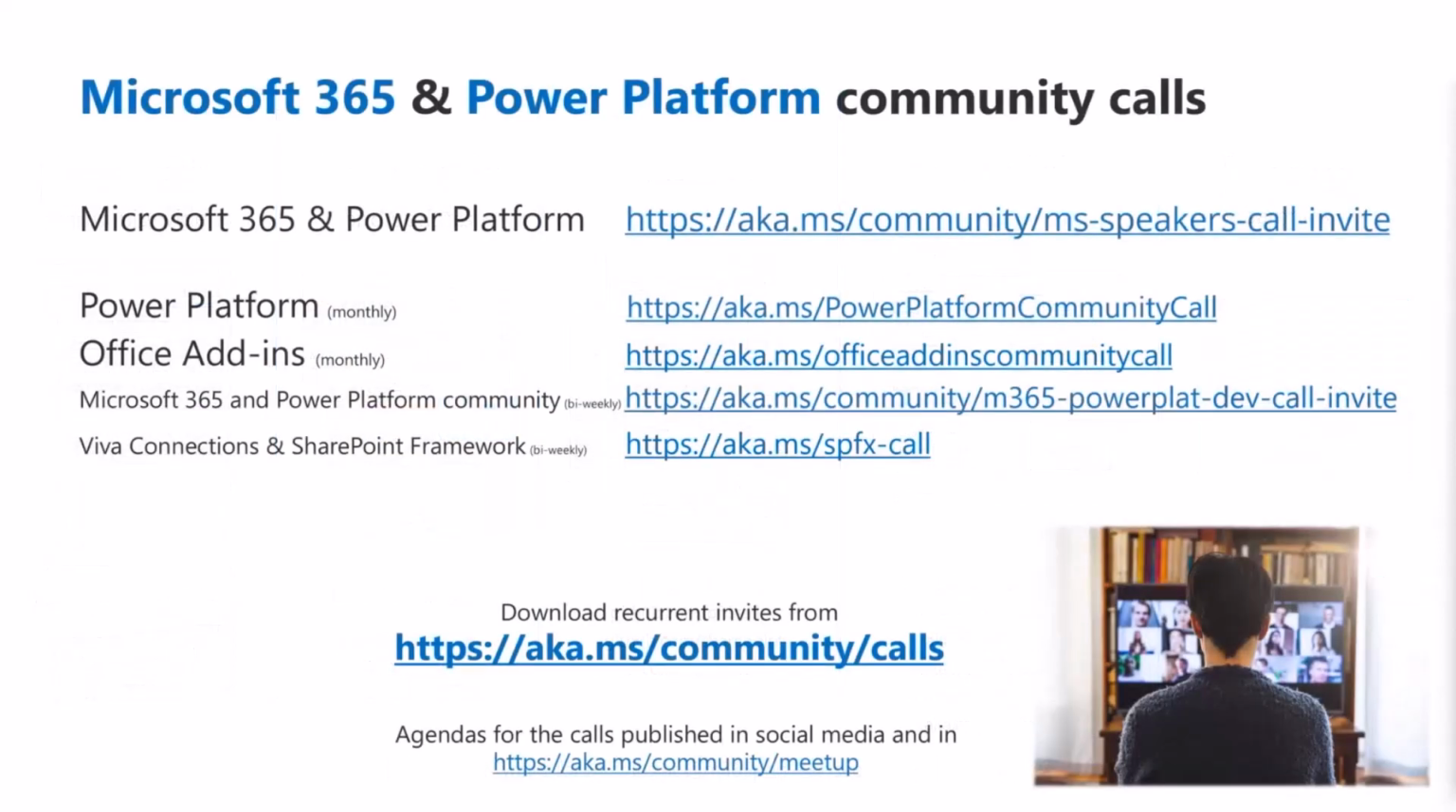We run a lot of community calls every single week, typically at least one. We have the Tuesday 8 a.m. Pacific time series call, which is the one you're on right now. Then we have the bi-weekly series following on Thursday at 7 a.m. Pacific time. That's either the Microsoft 365 and Power Platform community call or the Viva Connections SharePoint Framework call. So every single week, there are community calls at 8 a.m. Tuesday and 7 a.m. Pacific time on Thursday.